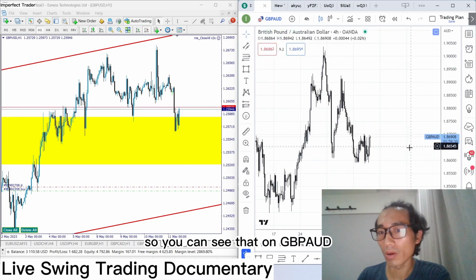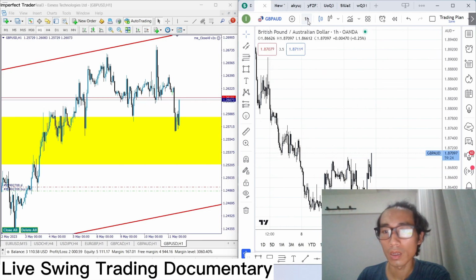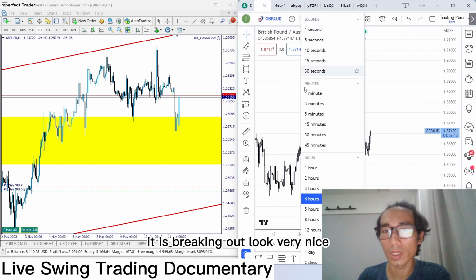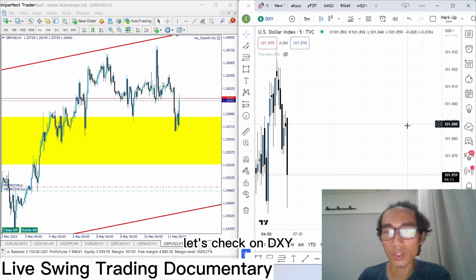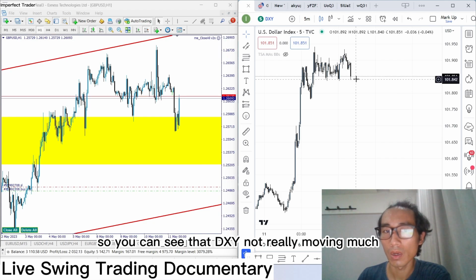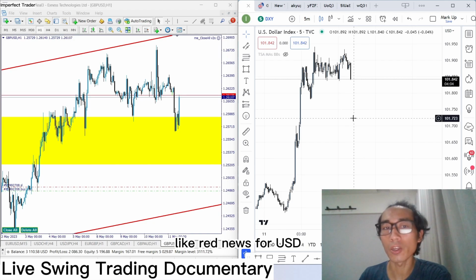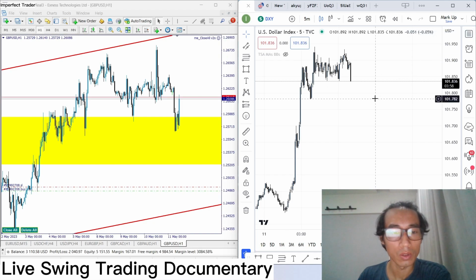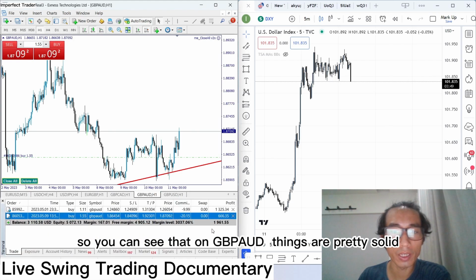So you can see that on GBP AUD, everything is super bullish right now, and it is breaking out. Looks very nice. Let's check on the XY. You can see that the XY is not really moving much, but in the New York session we got another red news for USD. So on GBP AUD things are pretty solid.